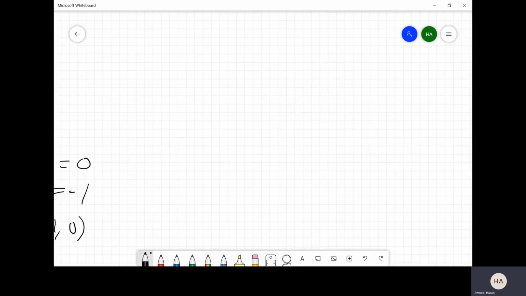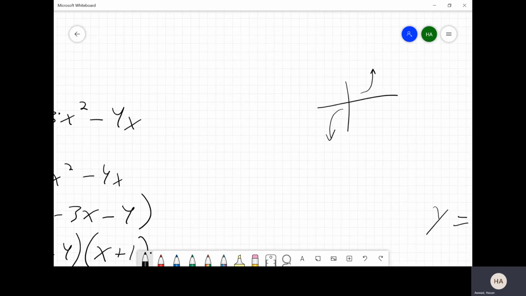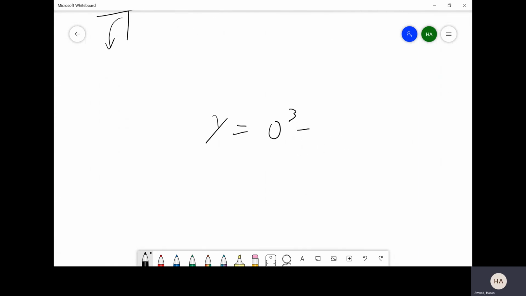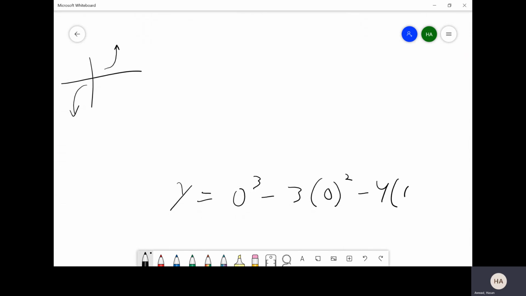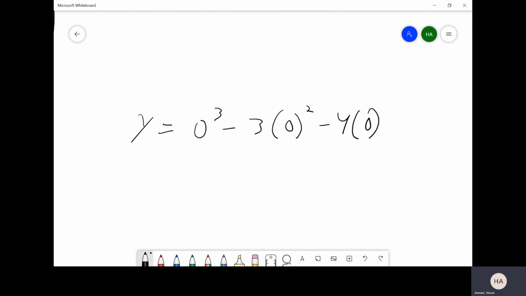So finding the y-intercept just means y is equal to 0 cubed minus 3 times 0 squared, and then minus 4 times 0. Well, everything is being multiplied by 0 because there was an x in every single term. So yeah, y is equal to 0, and this tells you that your y-intercept is at 0, 0.